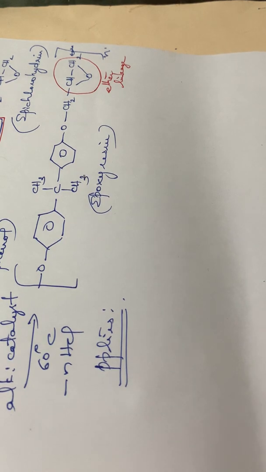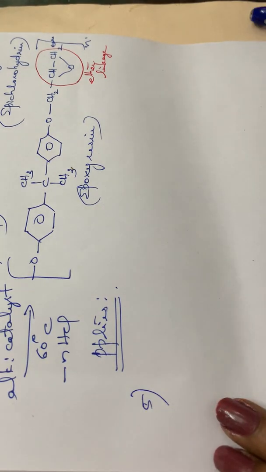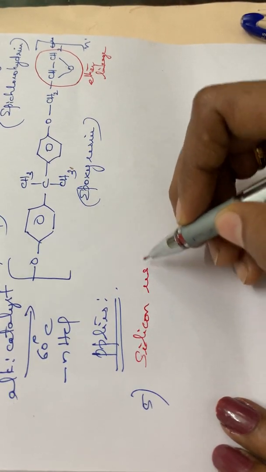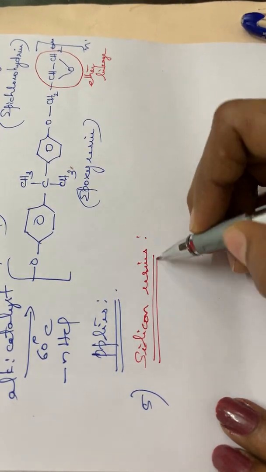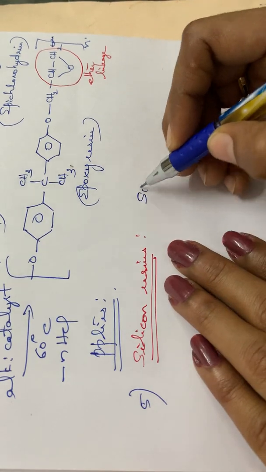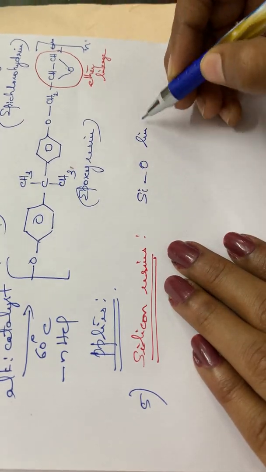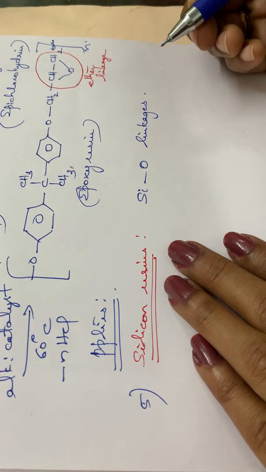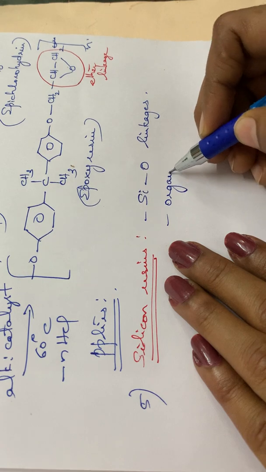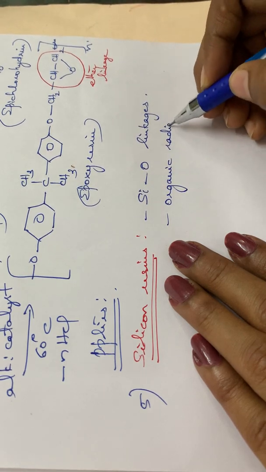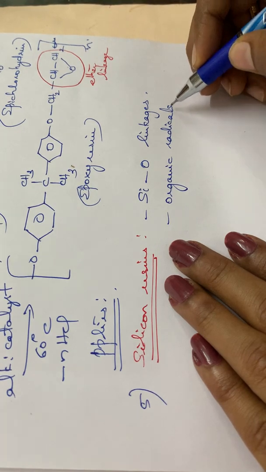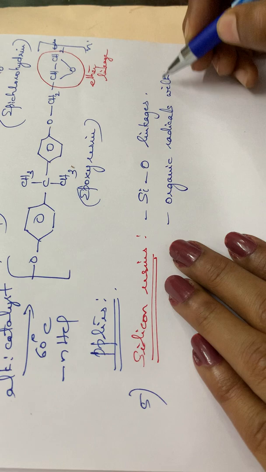Then the next is the fifth one, that is the silicone resins. It is also another important resin. Silicone resins will have Si-O linkages. That is, silicon-oxygen linkages, and also organic radicals attached to it. The organic radicals, that is the alkyl groups, will be attached to the silicon atoms.